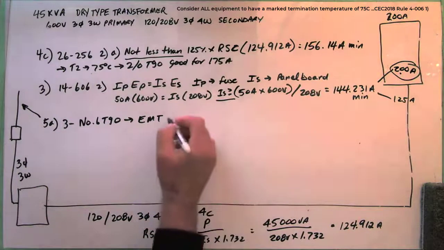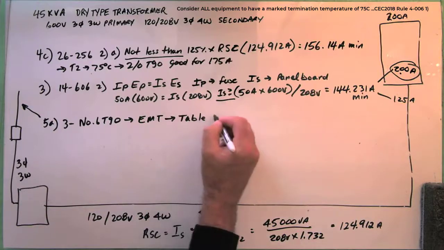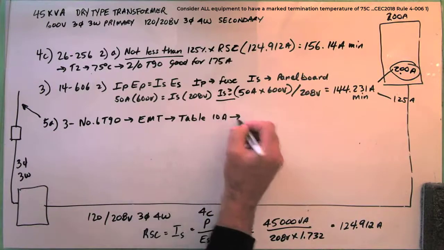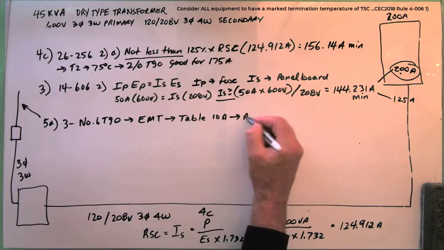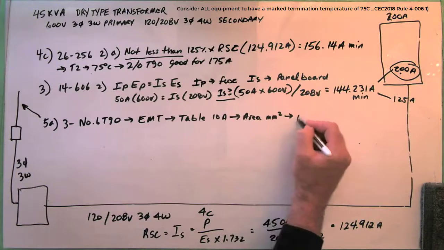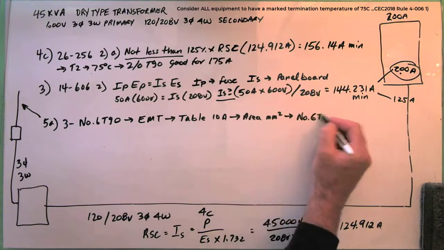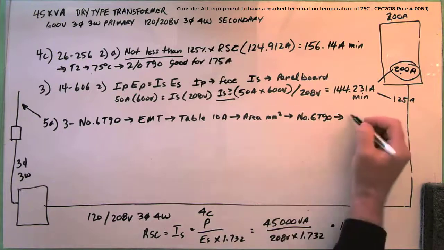Can somebody go to Table 10A for a sec? Table 10A. Look up the area in millimeters squared for number 6 T90. 32.71. Okay.